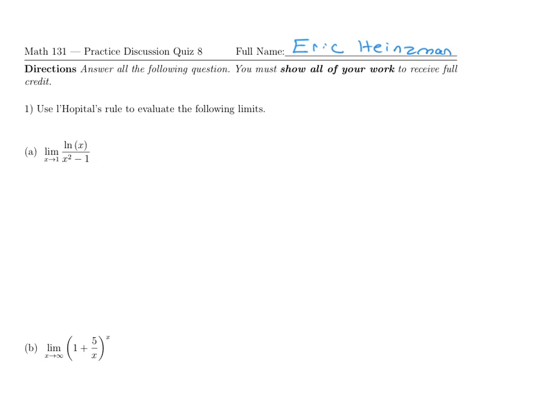This is an indeterminate form if you try to put 1 in place of x into this expression. You have the natural log of 1 divided by 1 squared minus 1. This is equal to 0 over 0. Because this is an indeterminate form, we can take the derivative of the top and bottom separately and consider that new limit instead. So this should be equal to the limit as x approaches 1 of, if we differentiate the numerator, that's 1 over x, and if we differentiate the denominator, that is 2x.